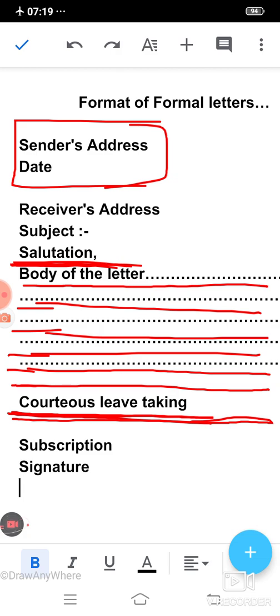So in the end, we generally use "Thanking you", that is a courteous ending. Or we can use "I shall be obliged to you for doing this." So if we are willing to take a favor from someone, in that condition we can use "I shall be obliged to you." This is also a kind of courteous ending of a letter.